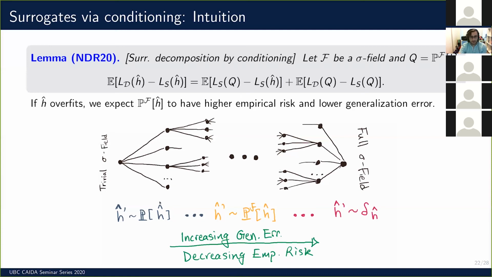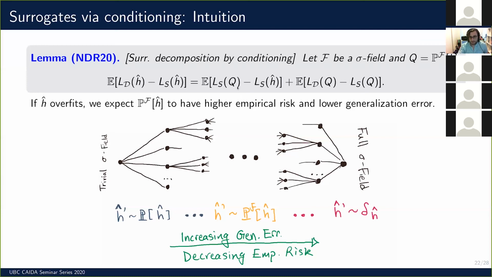And so any class that contains Q could have just been the singleton class containing this. And so any singleton class will have uniform convergence. And at the opposite extreme, the classes containing H hat are in one-to-one correspondence with the classes containing delta of H hat. And so here, we've not gained anything from de-randomizing, by not de-randomizing, essentially.